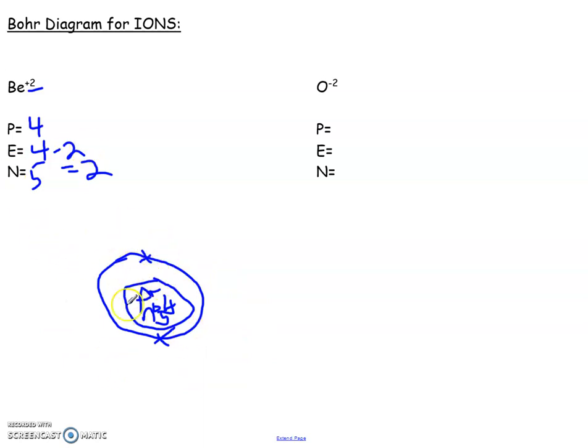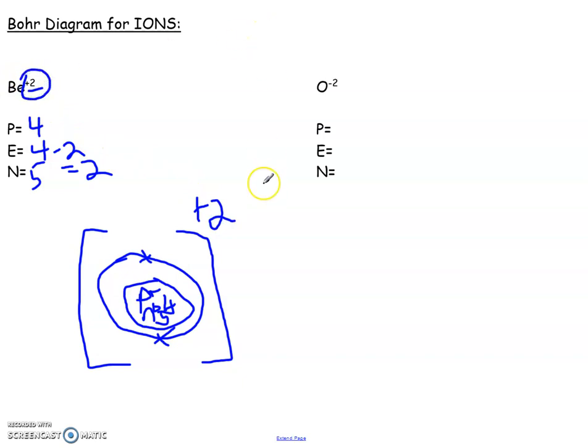Now, looking at this picture though, how are we going to tell people that this is a Bohr Rutherford for an ion? Well, we're going to add to this. So to indicate that it is an ion, what you do is you put this in square brackets. So you have square brackets around it. And in the top right-hand corner, we put what the charge is exactly like it is in the symbol. So here we have 4 protons, 5 neutrons, and only 2 electrons because it has a +2 charge.